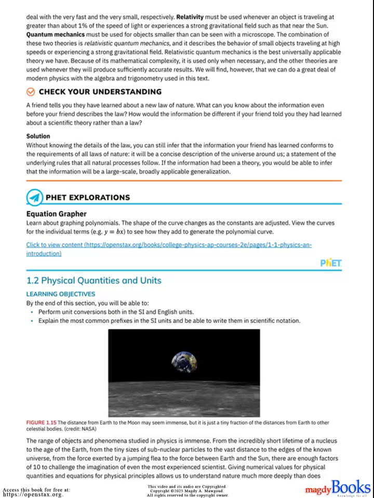The combination of these two theories is relativistic quantum mechanics, and it describes the behavior of small objects traveling at high speeds or experiencing a strong gravitational field. Relativistic quantum mechanics is the best universally applicable theory we have. Because of its mathematical complexity, it is used only when necessary, and the other theories are used whenever they will produce sufficiently accurate results. We will find, however, that we can do a great deal of modern physics with the algebra and trigonometry used in this text.